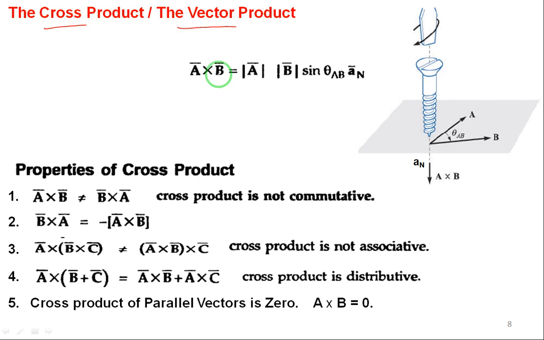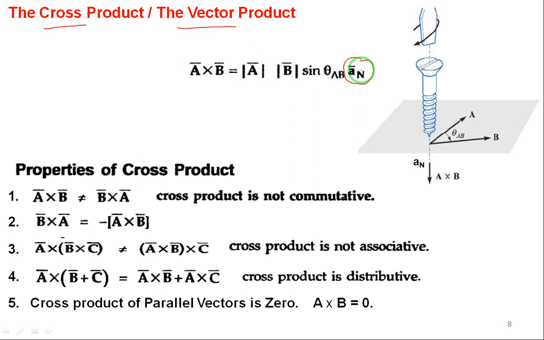Please keep in mind. Okay, this is the mathematical definition. Vector A cross vector B is equal to the magnitude of vector A multiplied by the magnitude of vector B and sine of the angle between them, times a_N. And what is this a_N vector? It is called the unit normal vector.